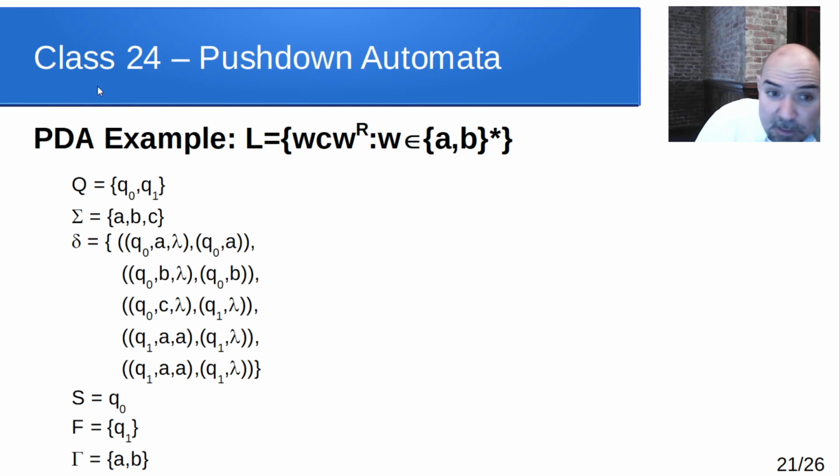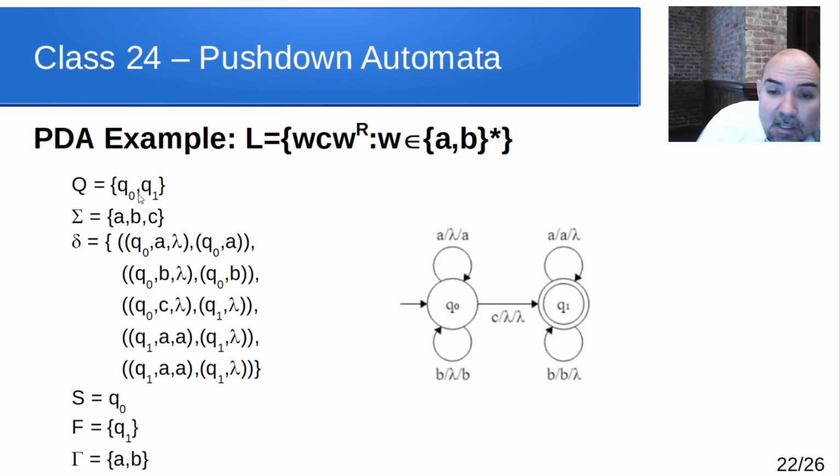All right, so here's the pushdown automaton for that. Again, only two states needed. And so here's what the graph of that looks like.